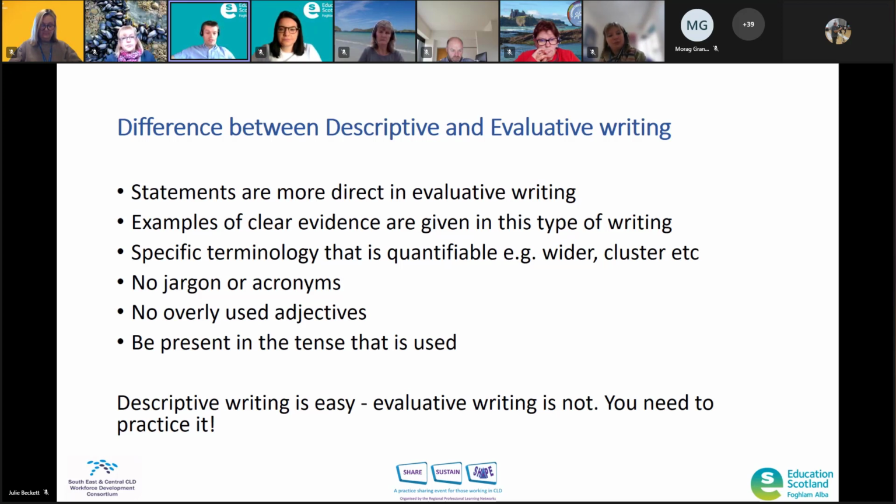Specific terminology that is quantifiable, words like wider, cluster, etc. If you're referring to a learning community or an area of SIMD, also if you're talking about a number of people, it's all or most, a lot, etc. It's good to clearly understand how the information you're saying can be quantifiable in numbers. We'll talk about that a wee bit later in regards to how you make those statements and make numbers relate to words. No jargon or acronyms.